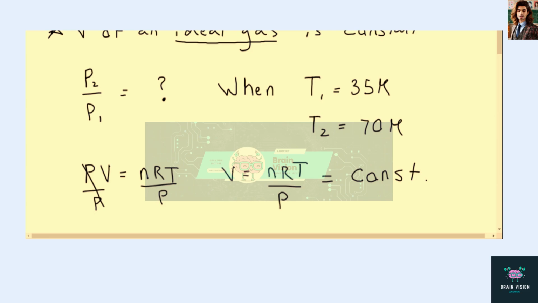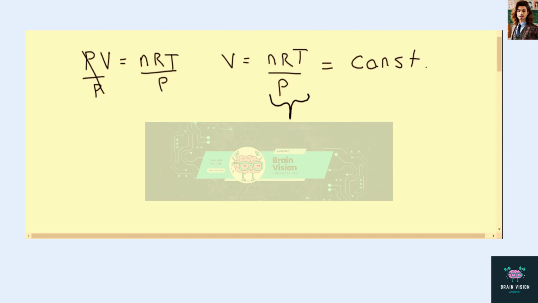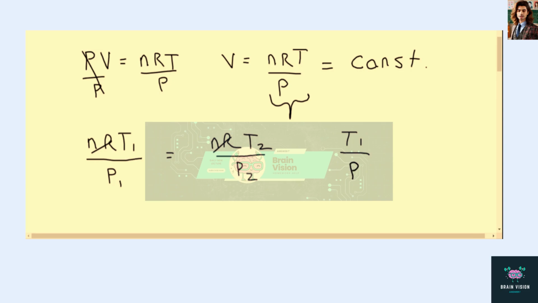So what that means is that at any one point in time, we can equate this value to any other point in time for different temperatures and pressures. So that means that NR times a T at one moment over a P at that same moment is going to be equal to NR times T at some other moment over P at some other moment. Or this leaves us with T1 over P1 is equal to T2 over P2.